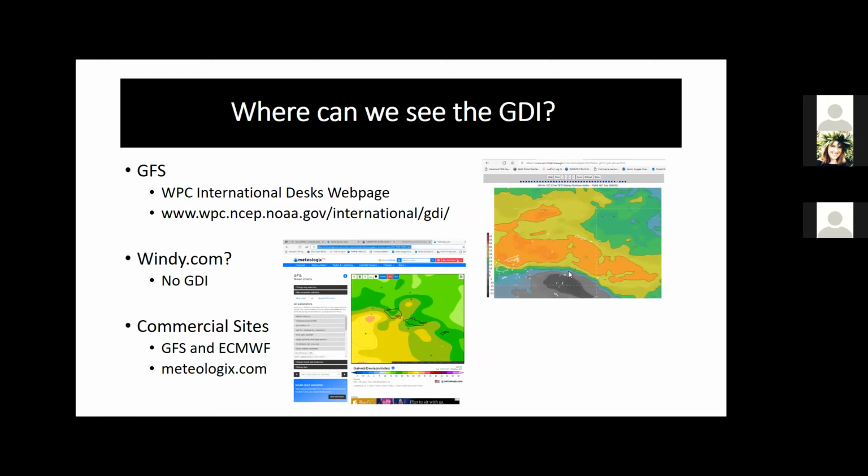Where can we see the GDI? Jose pointed out the WPC International Desk webpage. There's also another site, a commercial site, Meteorologist, and it used to be better. They made some changes to it, and there's a lot of ads that come out whenever you go to the webpage now. So it's not as user-friendly as it used to be. So you can give it a try if you want to look at the European model, and there are other models in there that you could also look at the GDI forecast. But if you want to go mostly with the GFS GDI, our page is available.